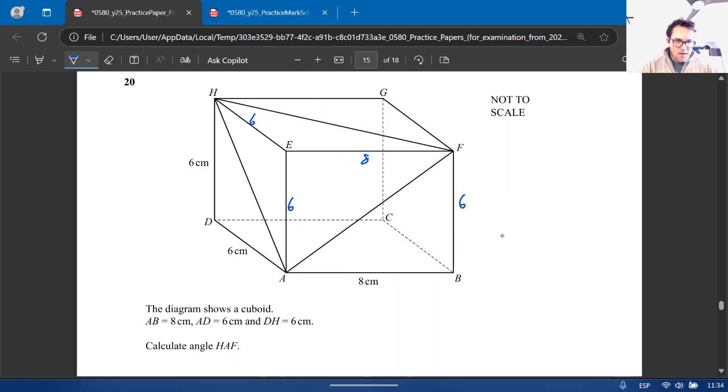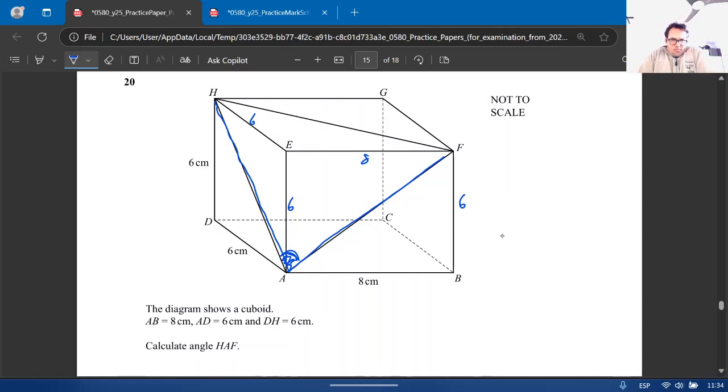Okay. The angle HAF, let's look. The angle HAF is this angle here. So that one going there. We need to be able to think in 3 dimensions.